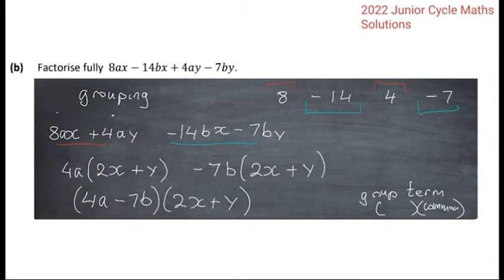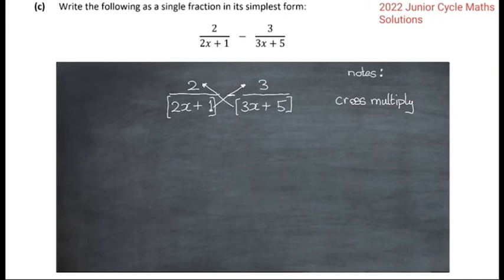On to part C. I've already started because we're going to write these two fractions as a single fraction. So the first step there is to multiply across. Take the denominator here, multiply it up by the 3, take the denominator there on the second fraction and multiply it across up by the 2. Then we're going to multiply these two together. So let's get started.